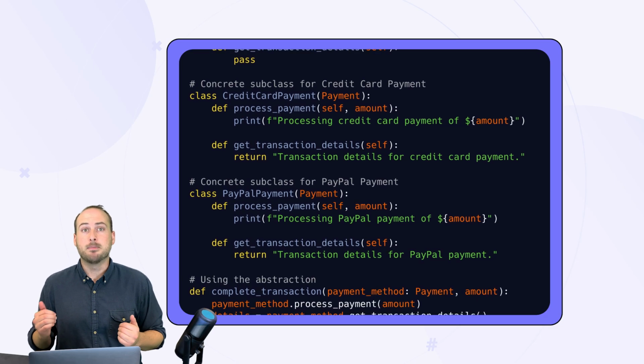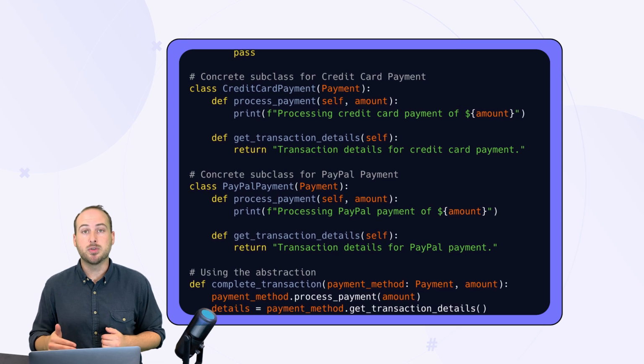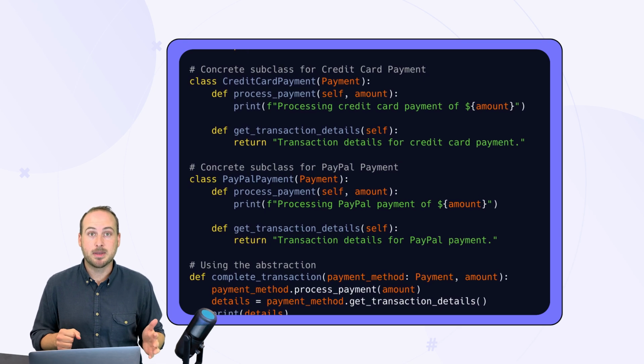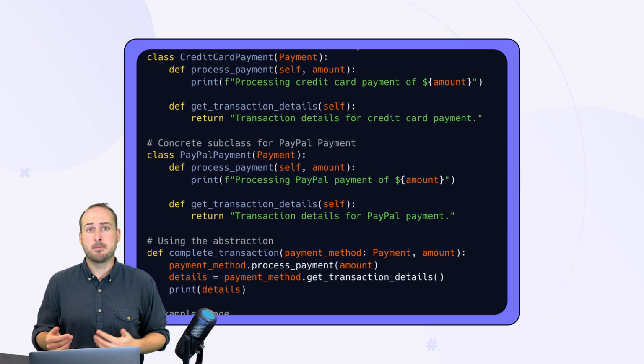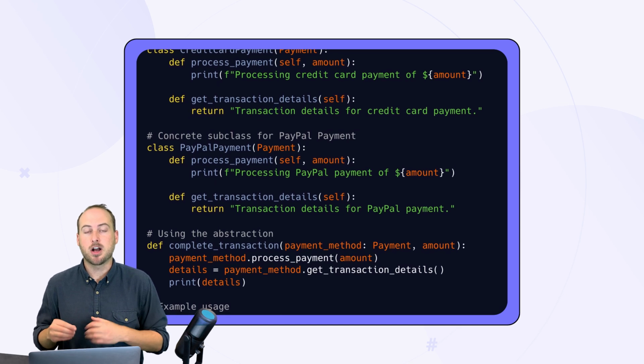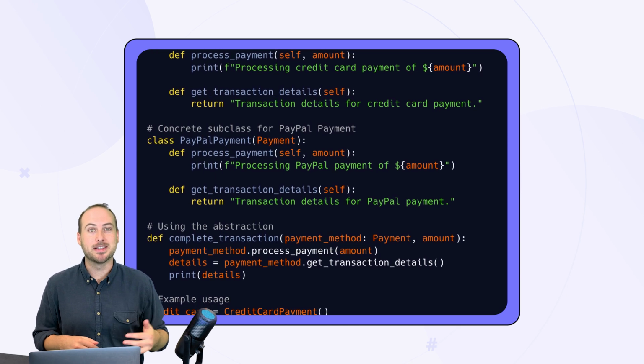An interface is similar to an abstract class, but is even more restrictive. It can only contain method declarations, and those methods must be implemented by any class that uses the interface. Back to our ATM example. The payment class is an abstract class with two abstract methods, process payment and get transaction details. These methods are just placeholders without any implementation. The credit card payment and PayPal payment classes are concrete subclasses that implement these abstract methods, providing specific behavior for credit card and PayPal payments, respectively.